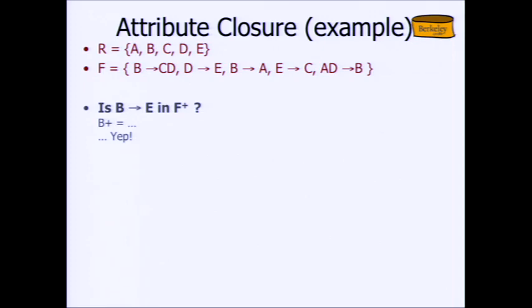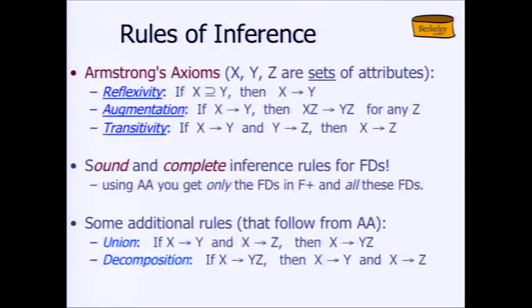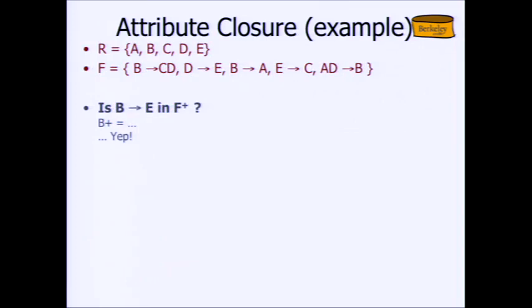Stay algorithmic. So does B determine E in F+? Well, B determines CD, D determines E, with a little bit of work, right? Now I've forgotten the third of Armstrong's axioms' names. It's decomposition. You do decomposition and transitivity, right? So you say B determines CD, so B determines D, and D determines E, right? So B clearly determines E.